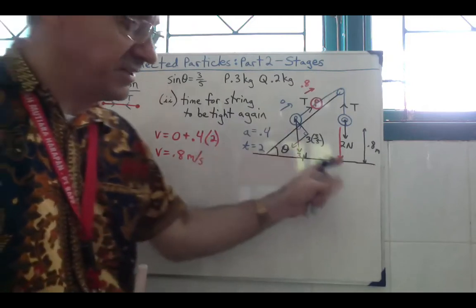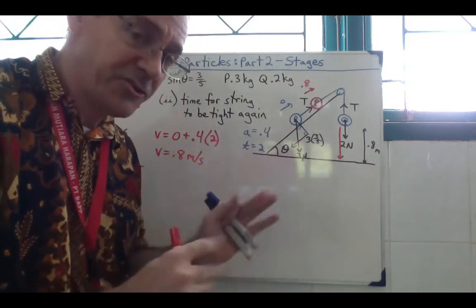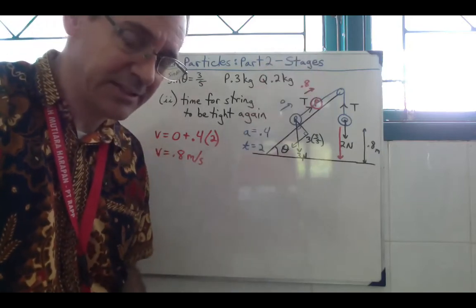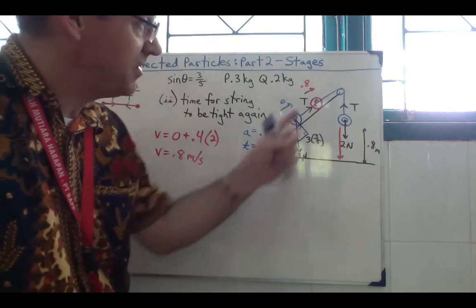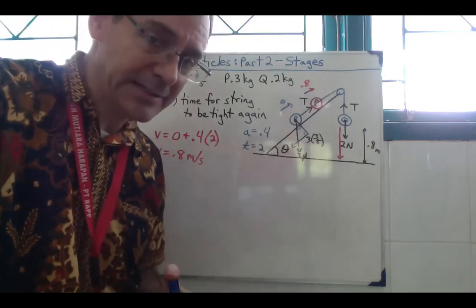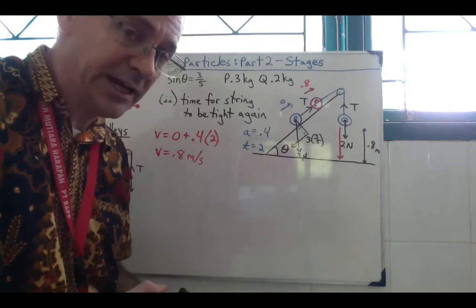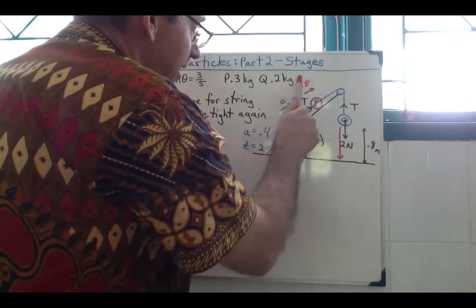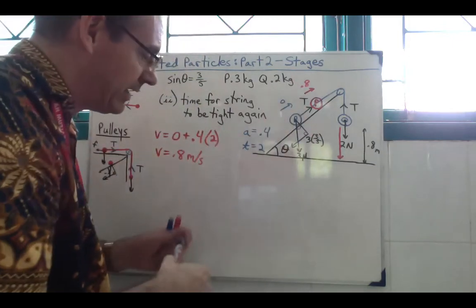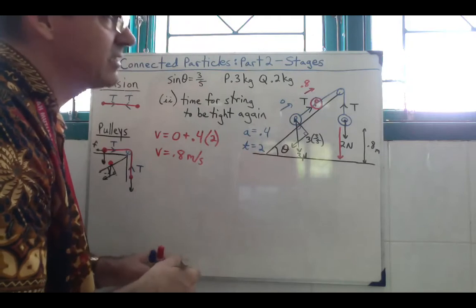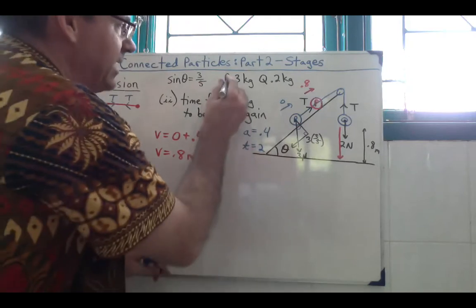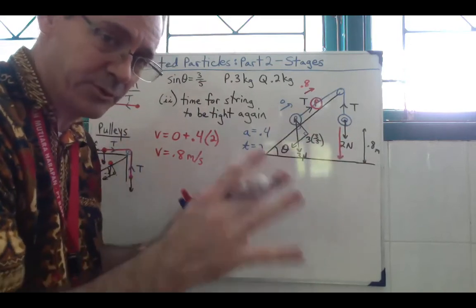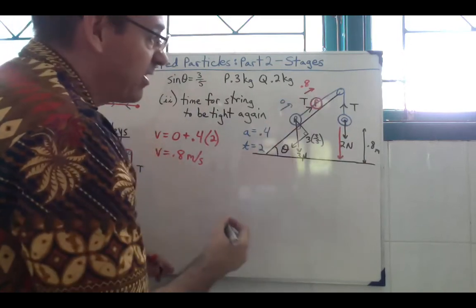Now, once this hits the ground, the string is no longer tight. So we have a change in circumstances that we need to pay attention to. Tension is no longer acting, which means we need to recalculate our acceleration. So our acceleration during here to here was 0.4. Now we need to calculate a new acceleration. So mass, and we want to do particle P because Q is already stopped. So we're done with Q. We're working with particle P.